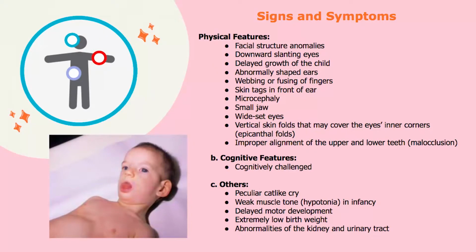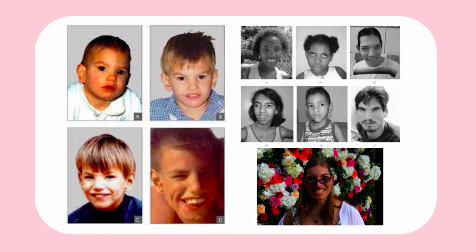And for other signs and symptoms, we have a peculiar cat-like cry, weak muscle tone or hypotonia in infancy, delayed motor development, extremely low birth weight is also observed, and abnormalities of the kidney and urinary tract. This photo shows an example of an infant who has Cri-du-chat syndrome.